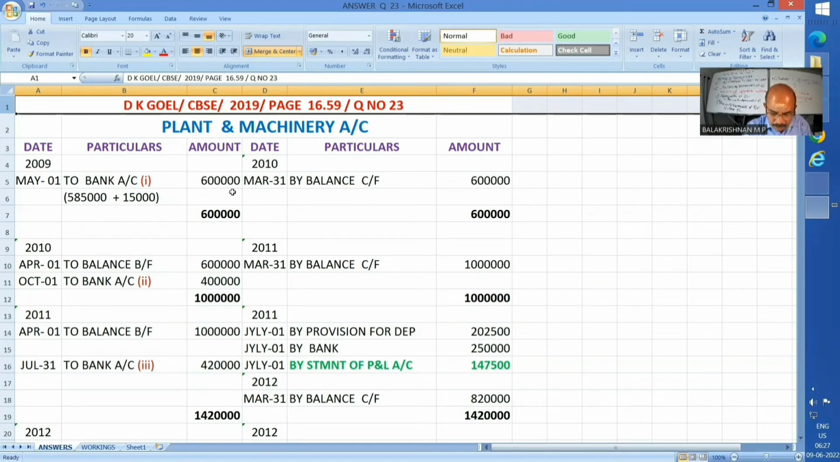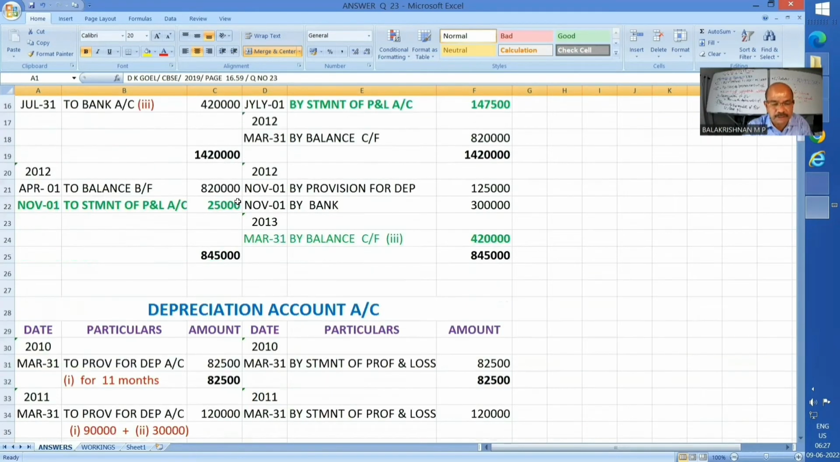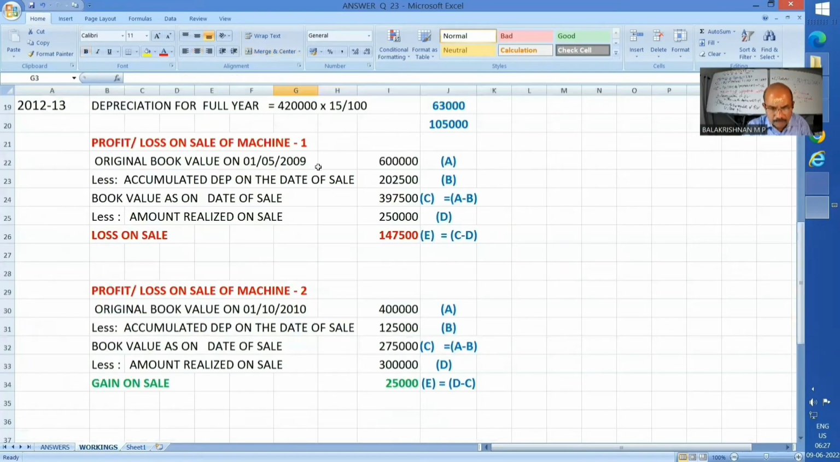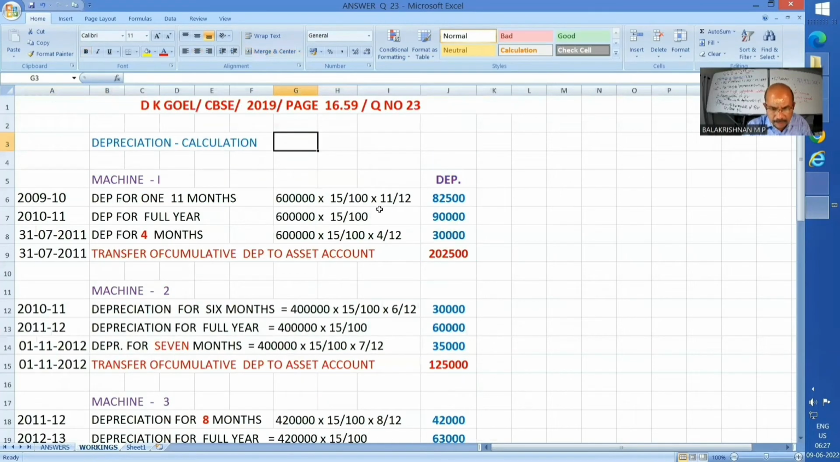Of course, 31st March we have to account for the depreciation. So depreciation to provision for depreciation 82,500. Naturally, provision for depreciation by depreciation 82,500. If you want to know, the calculation is that for 11 months on 6 lakhs, at the rate of 15%, it works out to be 82,500. Okay. You can check all this calculation at your end. Now let us close the book for this year.